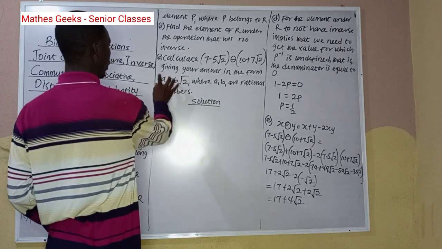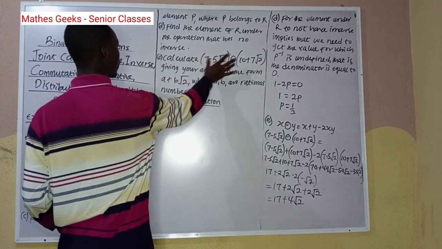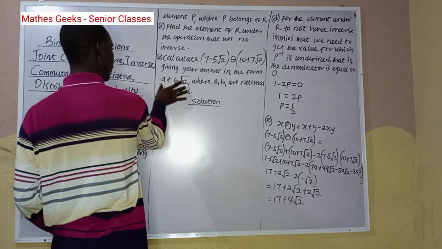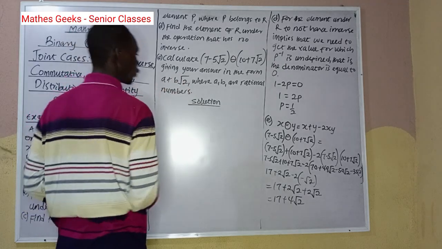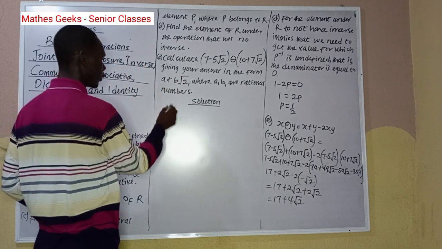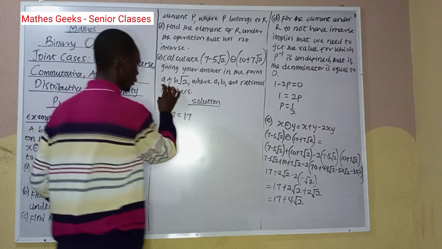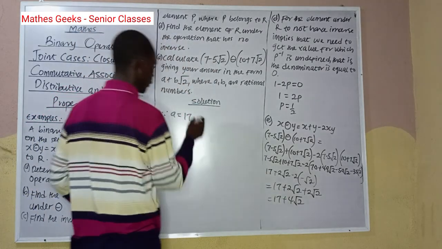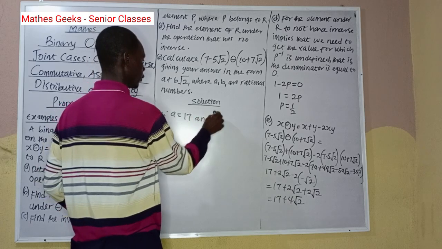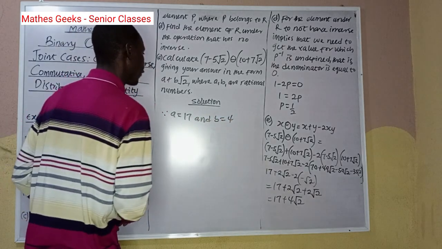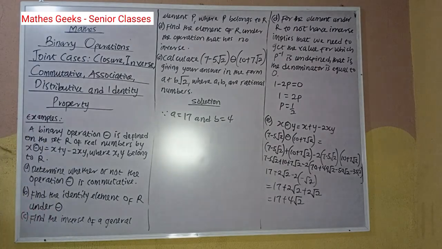And when the question says the final answer for this simplification of this expression should be left in this form, a plus b root 2, so now let's find our a. Therefore, a from here is 17, and b is equal to what? 4. So our final answer is 17 plus 4 root 2.